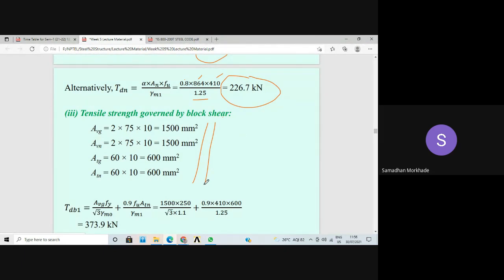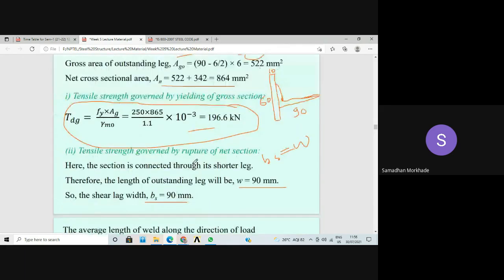Yes, any doubt? Length of connection along shear direction is 75. So 75 plus 75, 75 plus 75 into 10. 10 is the gusset plate thickness. So 1500, 1500 is the same. Now tension rupture is going to be changed. There we took 90 into 10, here 60 into 10, because now tension is this much.